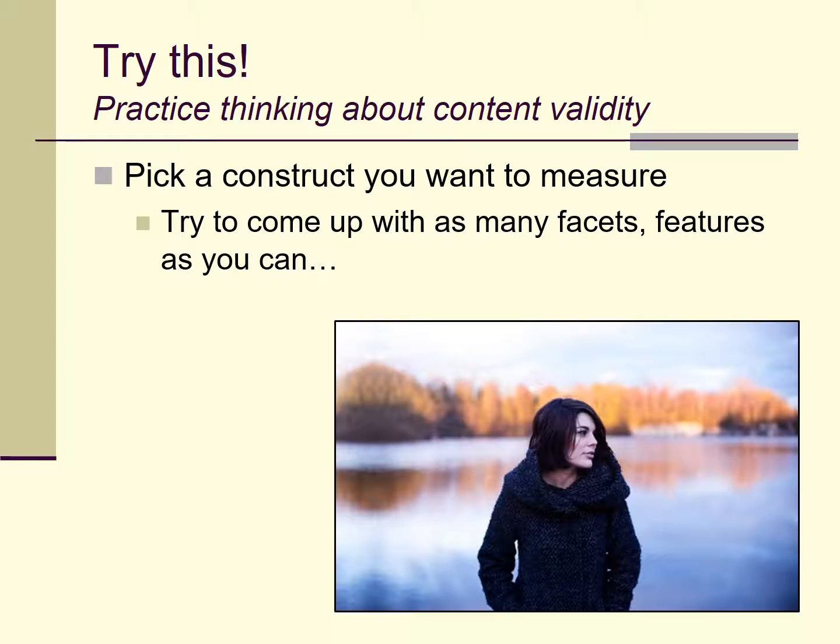I guess if you haven't already started to do this, here's an opportunity for you to practice. Pick a construct you're familiar with, something you study in your laboratory, or perhaps something you have observed in a clinical setting, and just take a minute and try to come up with as many facets or features or signs or symptoms or behaviors that go along with that construct, whether it's depression, alexithymia, mindfulness, neuroticism, and so on and so on and so on.